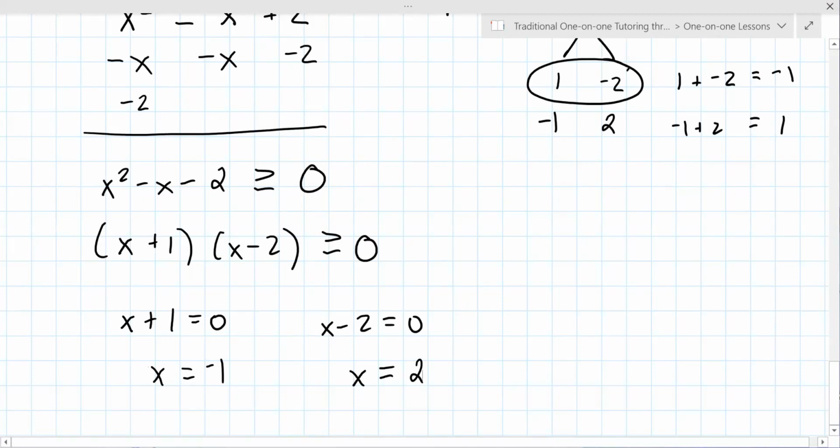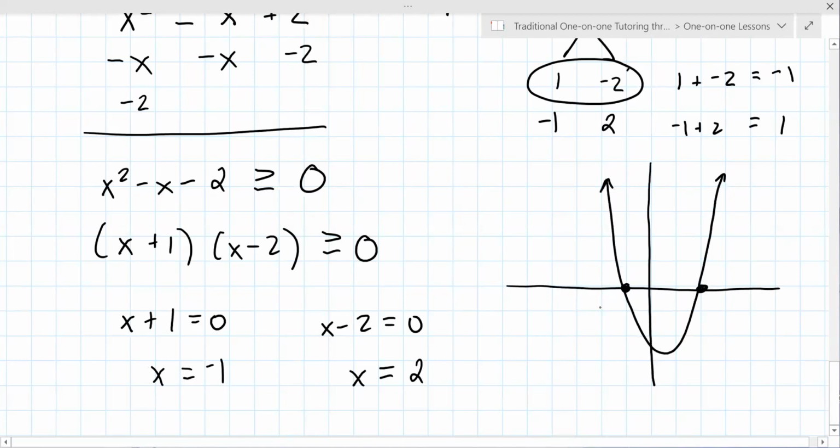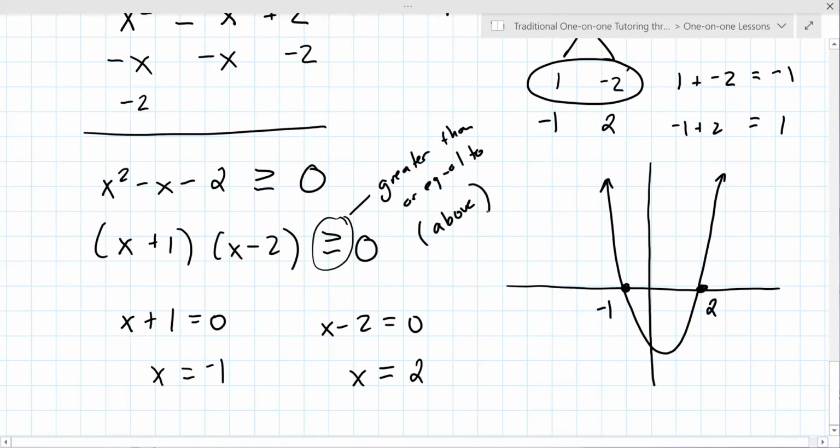All right. A rough sketch of the graph is that at -1 it hits 0 and at 2 it hits 0, so it looks something like this. Now this time, this symbol, I've said it a few times, is a greater than or equal to. When it's a greater than or equal to, we want the region above instead of below.